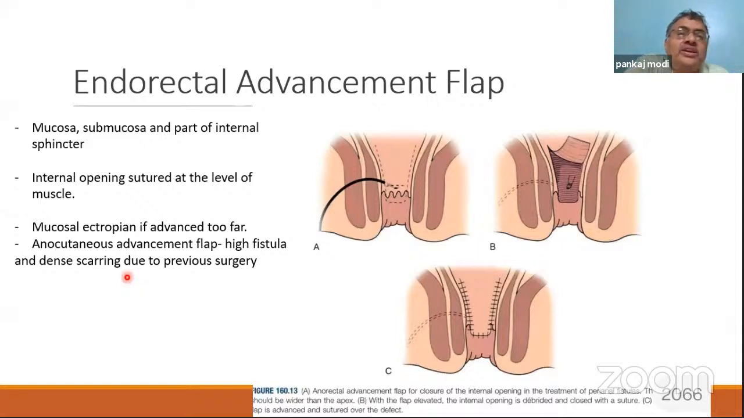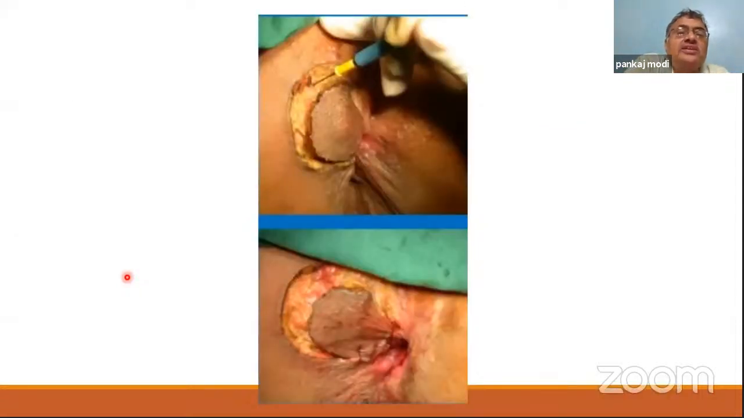We do an endocutaneous flap when the fistula surgery is followed by recurrence with stricture. In those cases, we do what we call a YV-plasty. You must have seen it or read it. That is the same principle: advancement of the endocutaneous flap. Okay.